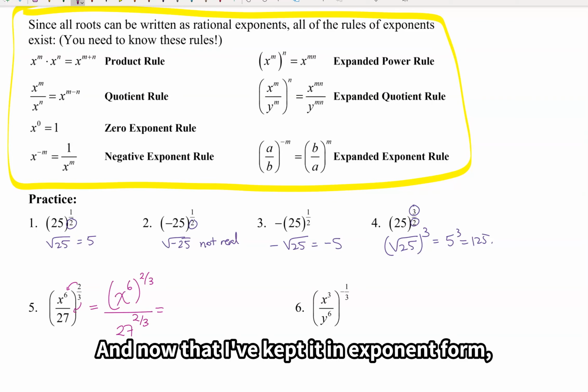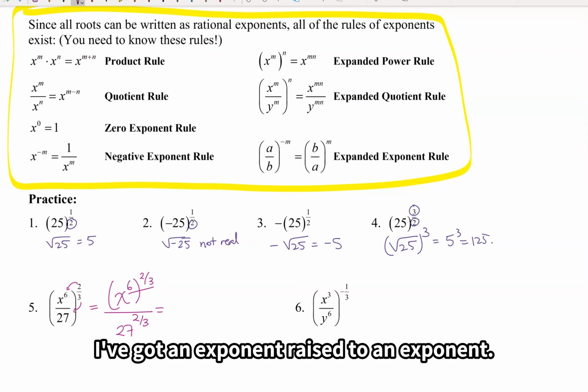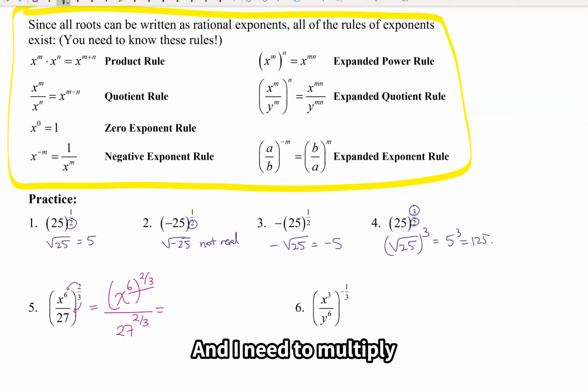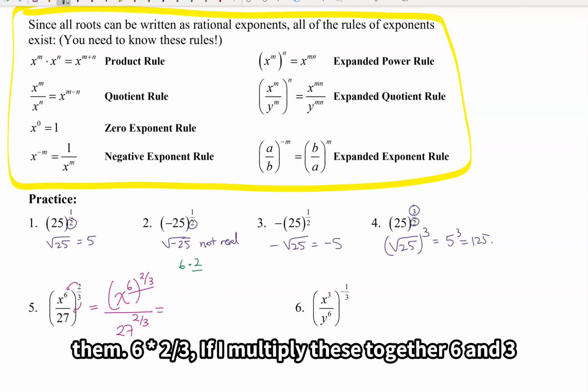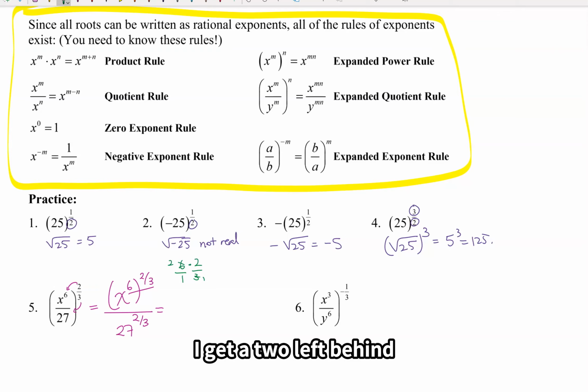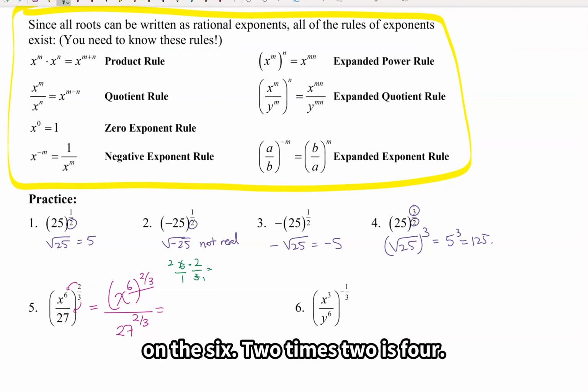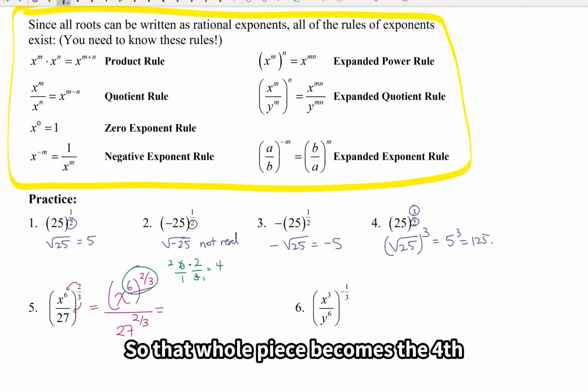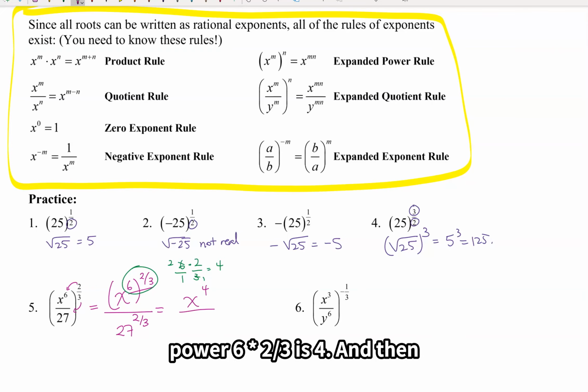And now that I've kept it in exponent form, I've got an exponent raised to an exponent, and I need to multiply them. 6 times 2/3. If I multiply these together, 6 and 3 have a common factor of 3. So I divide out the 3, and I get a 2 left behind on the 6. 2 times 2 is 4. So that whole piece becomes x to the 4th power.